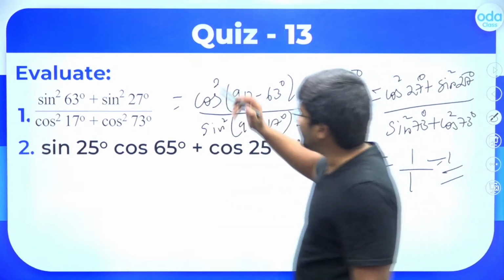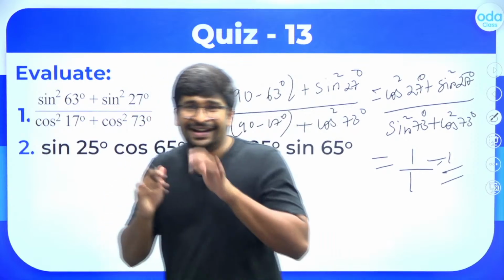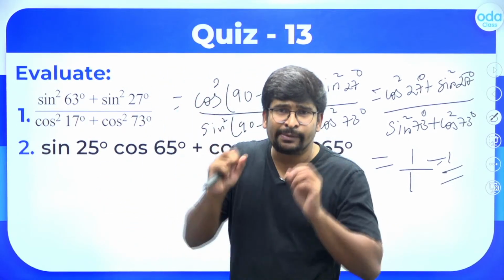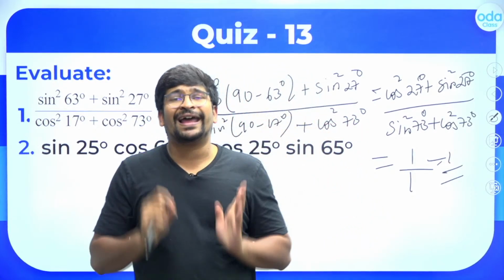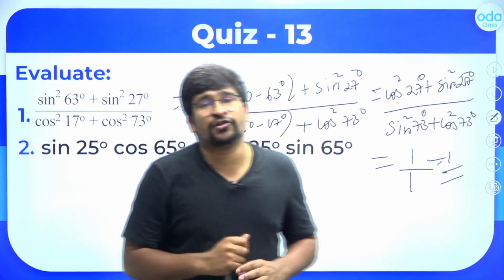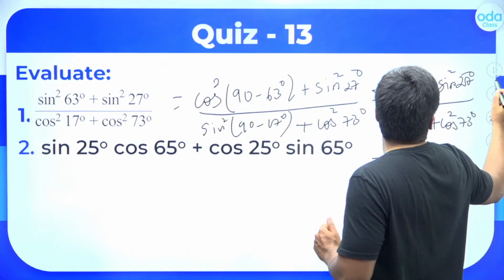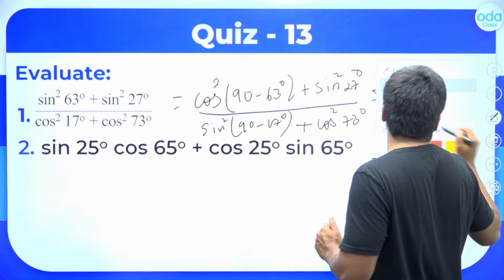Understood the logic with which I converted? Remember, whenever there is a combination of squares of sine or cos, most probably what you will have to apply is sine square A plus cos square A is 1. Very important thing. So the answer is 1 here. I hope everyone has noted this.